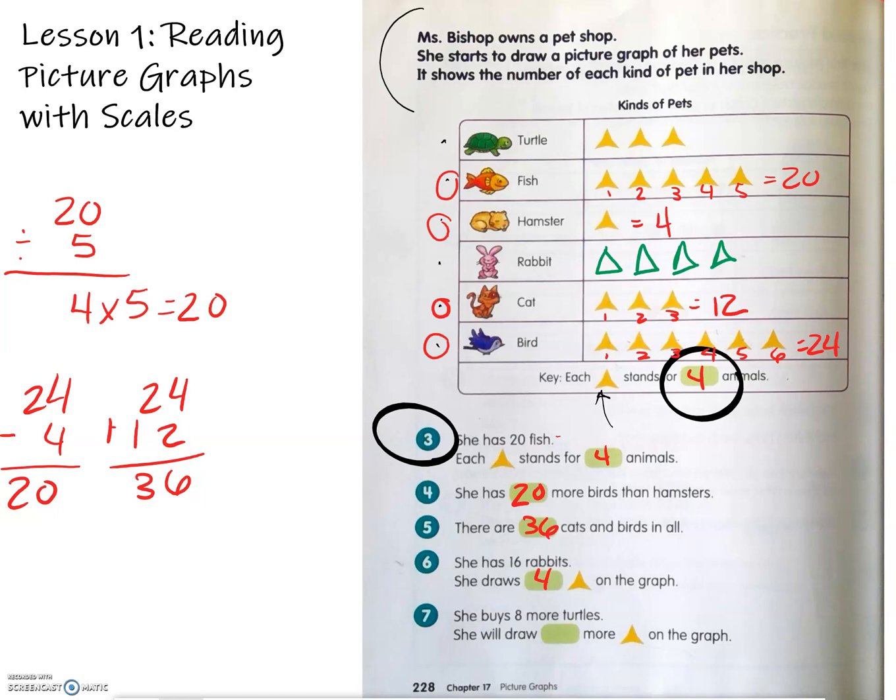And then the last number, number 7, she buys 8 more turtles. She'll draw blank more triangles on the graph. If she wants to buy 8 more turtles and each triangle is 4, then 4 plus 4 equals 8, so she would draw 2 more triangles.